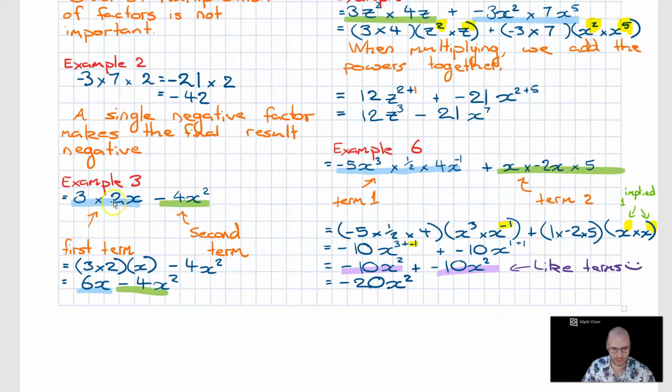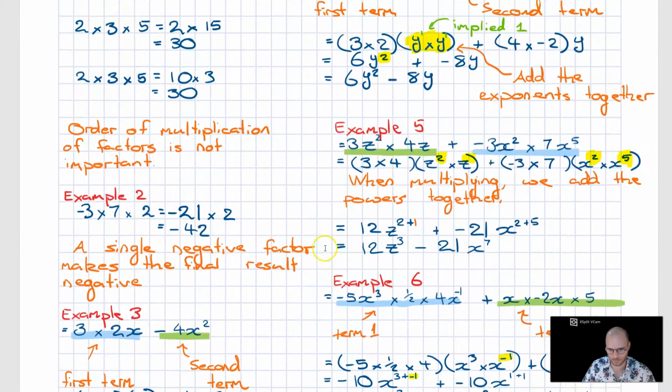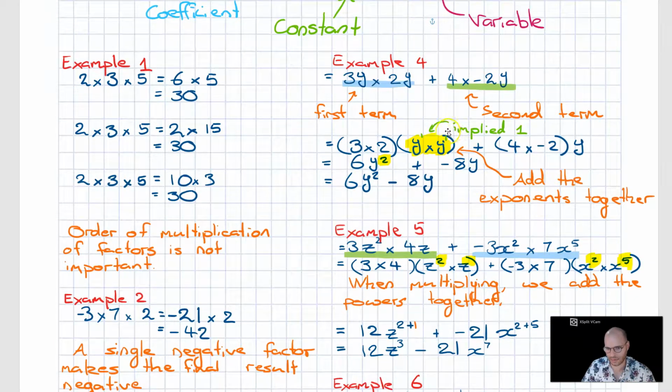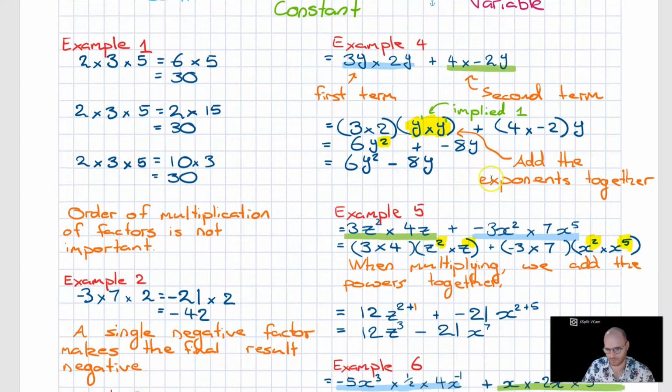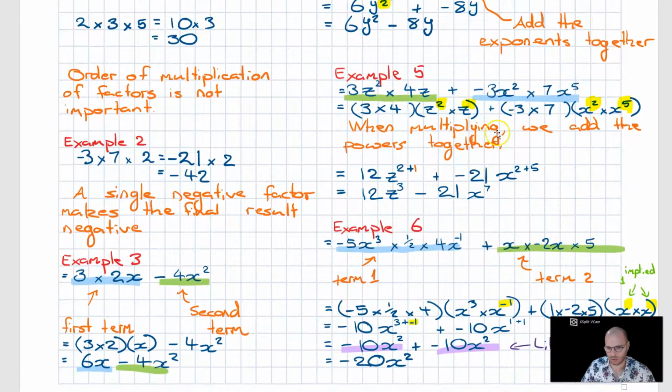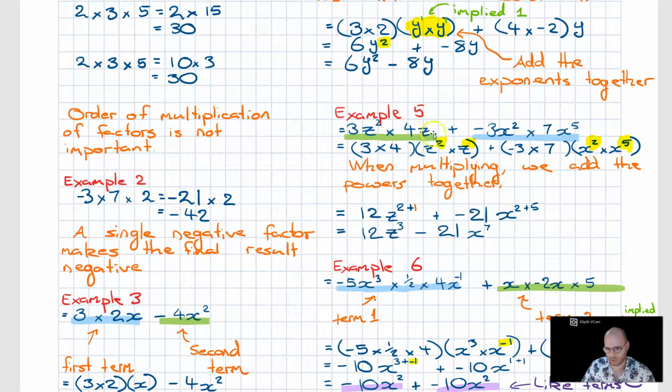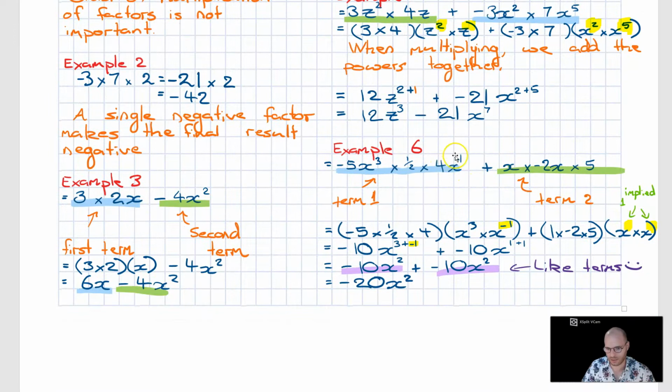Example 3, when dealing with multiple terms, for the factors of the term, we multiply them out together, but we still keep everything as two discrete terms if they're not like terms. So this still resulted in a 6x minus a 4x squared. Fourth example, we had a look at what happens when we multiply two variables together. So we have two y's, that became y squared because there's always an implied power of 1 on a variable without a power, and you simply add powers together when you multiply terms together. We had a look at that in more detail in example 5 once again. So we add the powers together, and then example 6 we dealt with some negative powers.